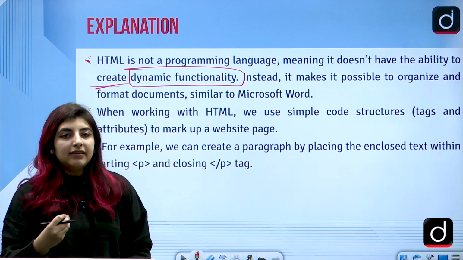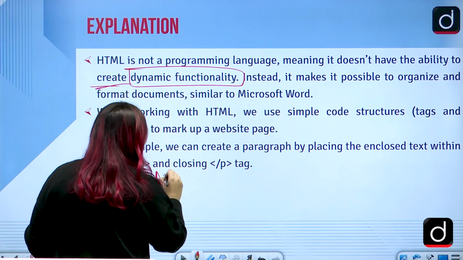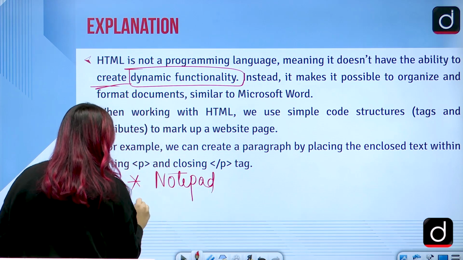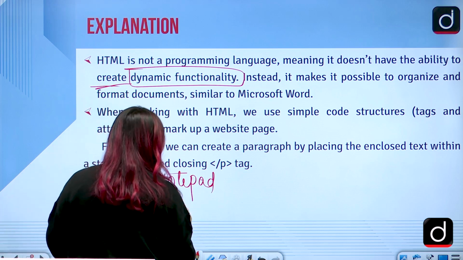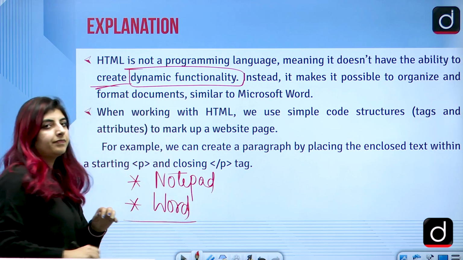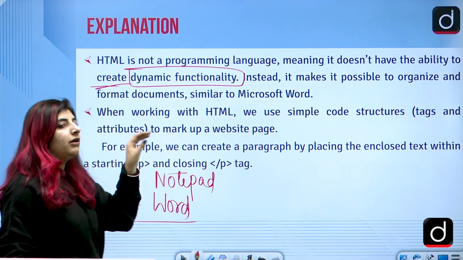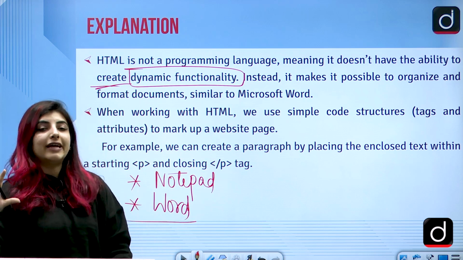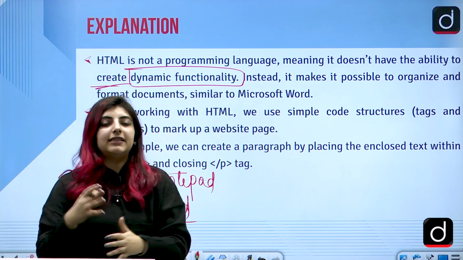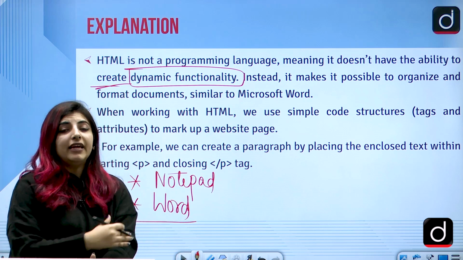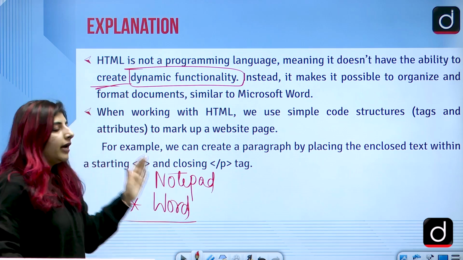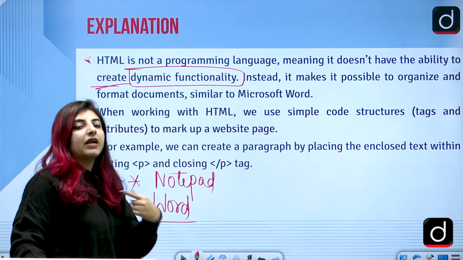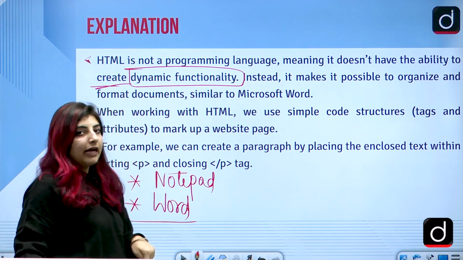You can make certain web pages in Notepad, or you can make certain web pages in Microsoft Word as well, correct? When working with HTML, we use simple code. So basically the source coding, etc. This is not that difficult a language such as C, C++, etc. This language is much easier than Python, etc. So the source code is created, and because of the source code, when you run that program, a web page is opened which is created by you only.